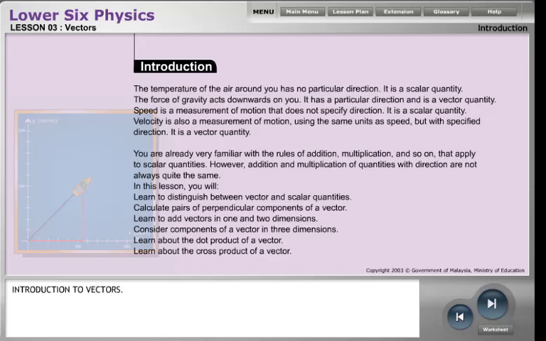Calculate pairs of perpendicular components of a vector. Learn to add vectors in 1 and 2 dimensions. Consider components of a vector in 3 dimensions. Learn about the dot product of a vector. Learn about the cross product of a vector.